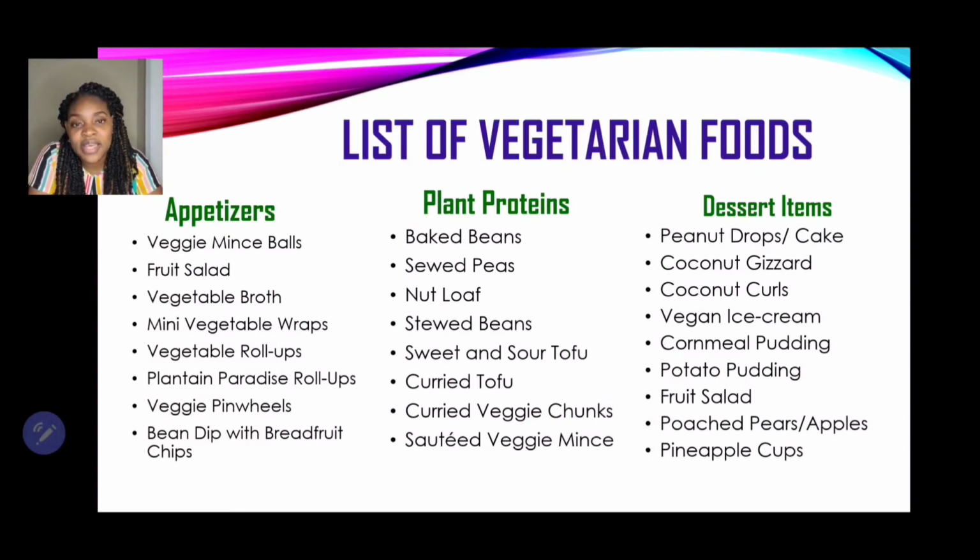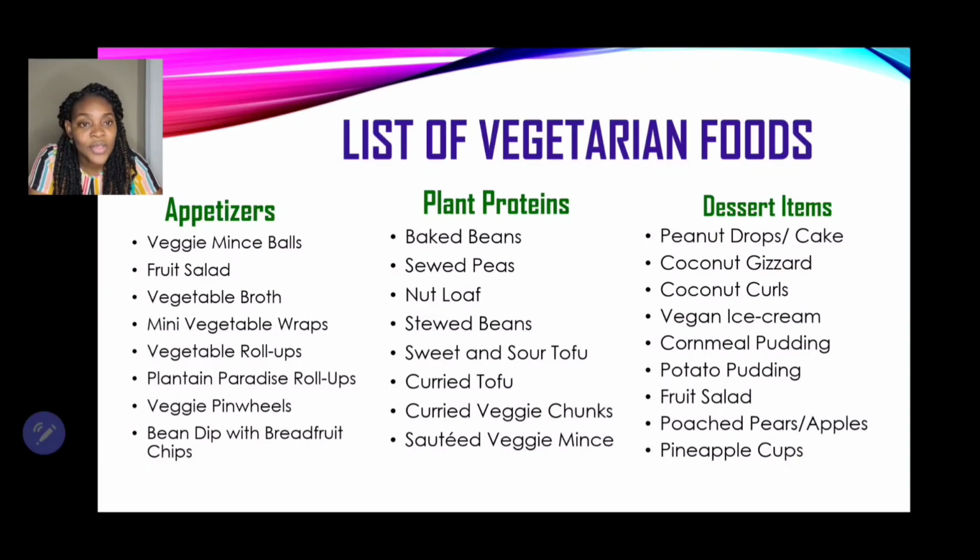So other appetizer options may be fruit salad, vegetable broth, mini vegetable wraps, even mini vegetable pizza, guys, vegan pizzas, vegetable roll-ups, plantain paradise roll-ups, veggie pinwheels, and bean dip with breadfruit chips. Now, all of those are plant-based appetizers.